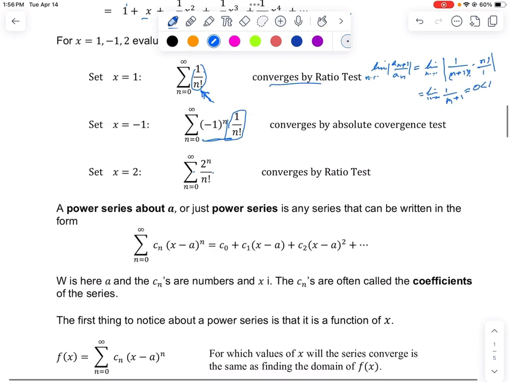Now, a power series about a, so about a number, generally we have the power series written like this: some coefficient times (x minus a) to the n, where a is some fixed number or fixed point.